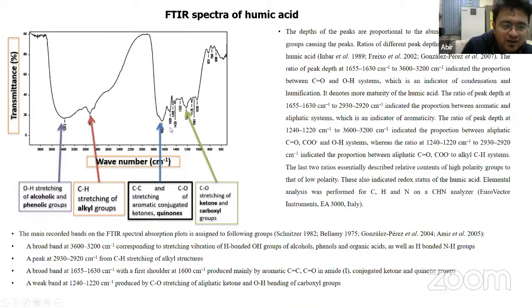This is an indicator of aromaticity, meaning more amount of this group is present as compared to the alkyl groups. Then again, the ratio of peak depth of these keto and carboxylic groups with this OH stretching tells a lot about the redox status of that humic acid. So those things we can say.